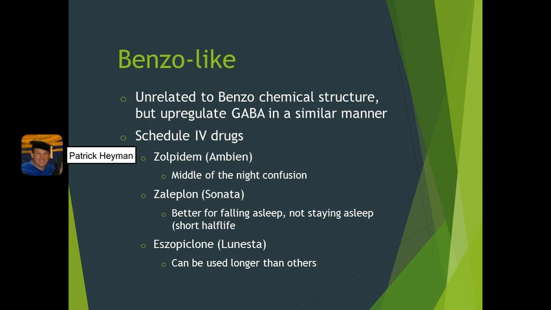Okay, next we have drugs that are benzo-like drugs. They are similar to benzodiazepines and they upregulate GABA in a similar manner, but they're not actually benzodiazepines. These are all controlled substances, just like benzodiazepines. So you've got zolpidem, or Ambien, zaleplon, or Sonata, and zopiclone, which is Lunesta. That's pretty much it. All of them have the potential to cause confusion in the middle of the night, especially in elderly folks, just like benzodiazepines do. So they're not necessarily the best for older patients.